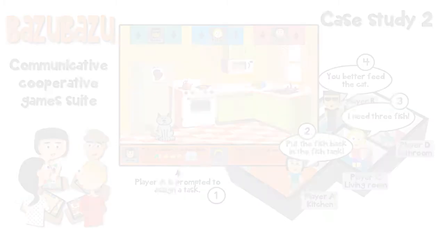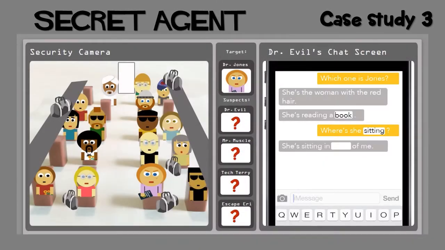Maybe that's sour grapes. Let's go to case study number 3. So this is a smaller game that I'm working on now. It's called Secret Agent. This is a reading fluency game. My goal with this game is to develop a game in which the players are in a context in which they would naturally have to read very quickly.